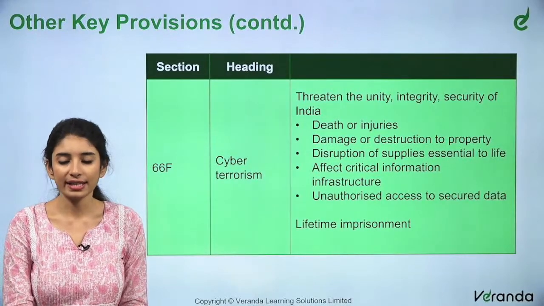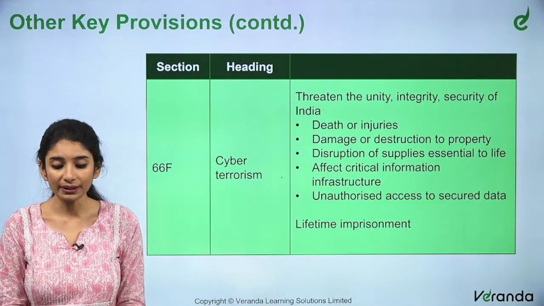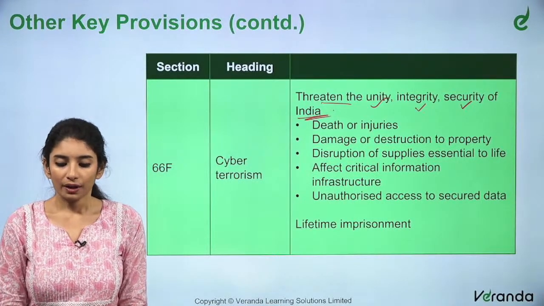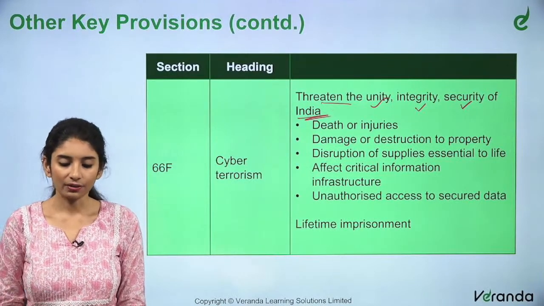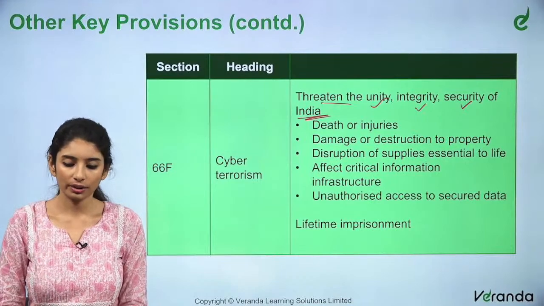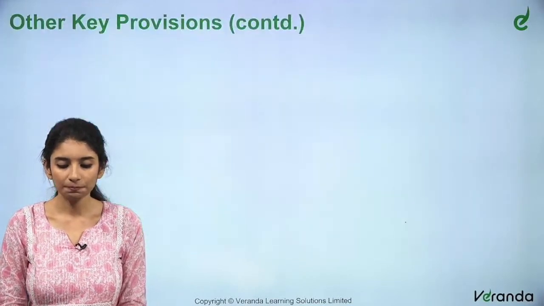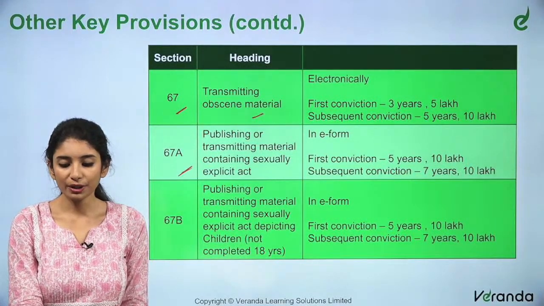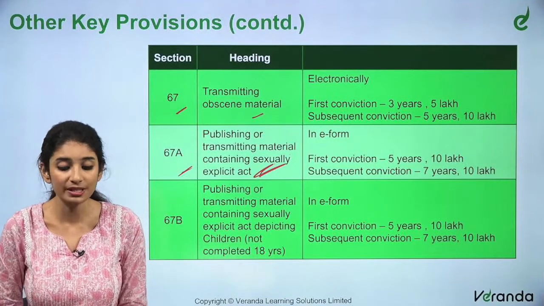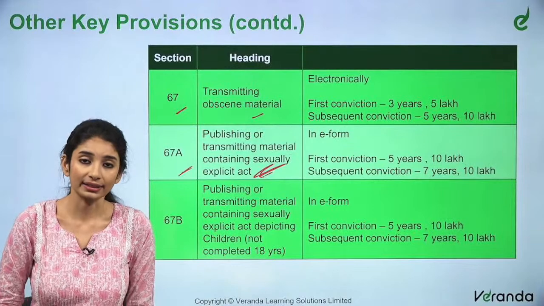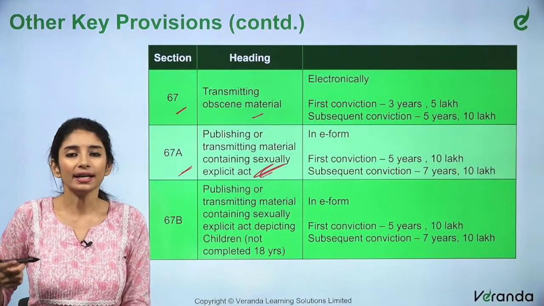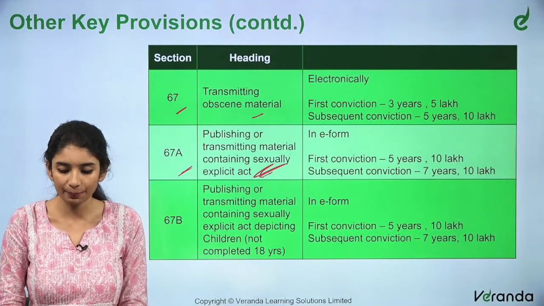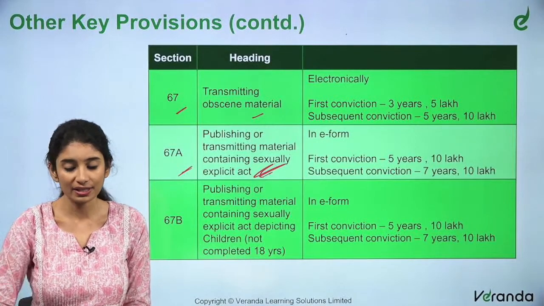Next I have 66F. Under that I am talking about cyber terrorism. Threatening the unity, integrity, security of India by doing so many things is covered under cyber terrorism. Terrorism done over the internet. Lifetime imprisonment, okay. 67, transmitting obscene material. 67A, transmitting or publishing material containing sexually explicit act. Okay, that is covered in 67A. 67B, sexually explicit act involving children. Please note that the penalty for section 67 is different.